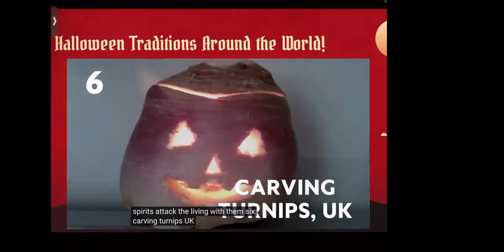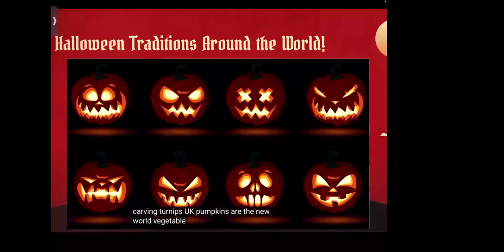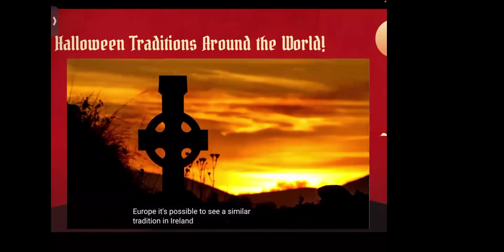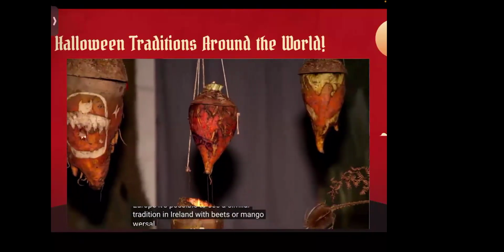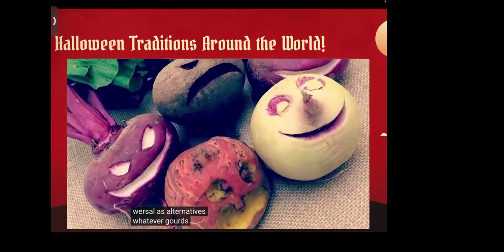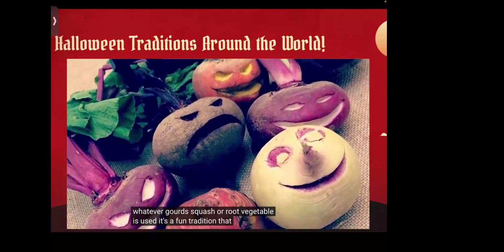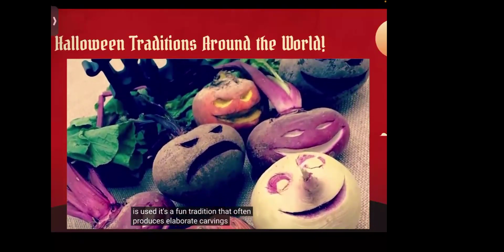6. Carving turnips, UK. Pumpkins are the New World vegetable and are not native to Europe. It's possible to see a similar tradition in Ireland with beets or mangel wurzel as alternatives. Whatever gourd, squash or root vegetable is used, it's a fun tradition that often produces elaborate carvings.